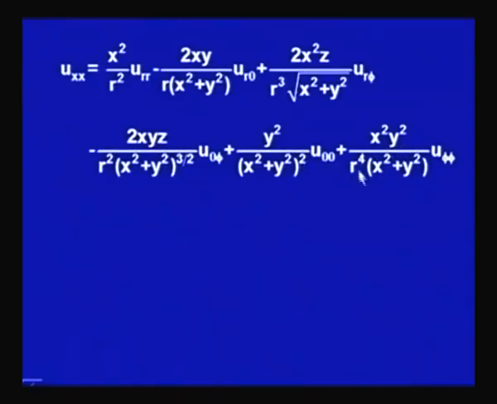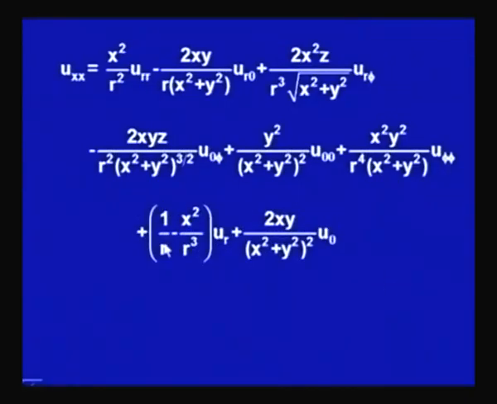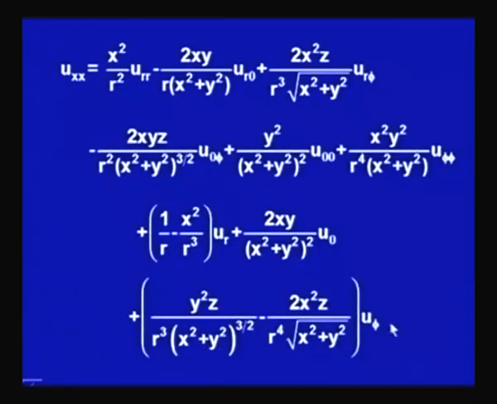y square upon r to the power 4 times x square plus y square u phi phi plus 1 upon r minus x square upon r cube times u r plus 2 x y upon x square plus y square whole square times u theta. And then we would be getting phi x x times u phi. So, y square z upon r cube times x square plus y square to the power 3 by 2 minus 2 x square z upon r to the power 4 times the square root of x square plus y square times u phi. All these we had already calculated. So, we had substituted. So, finally, u x x we have got this long expression.